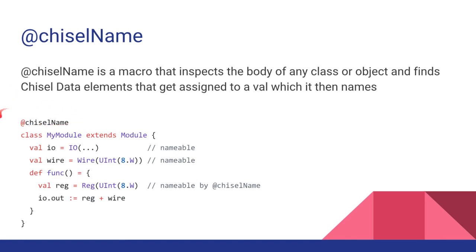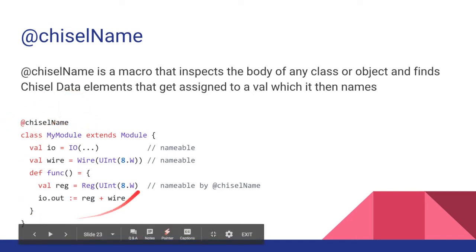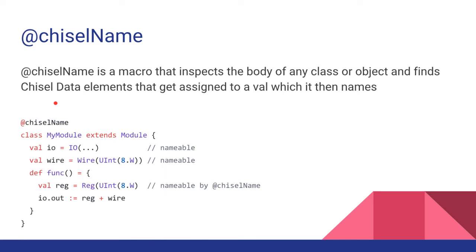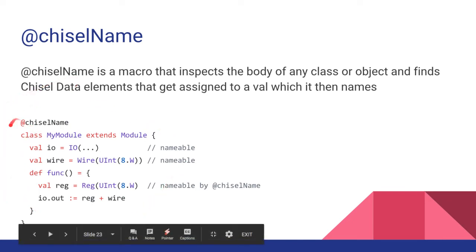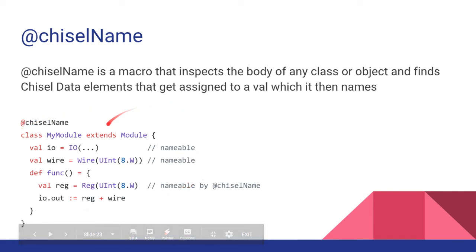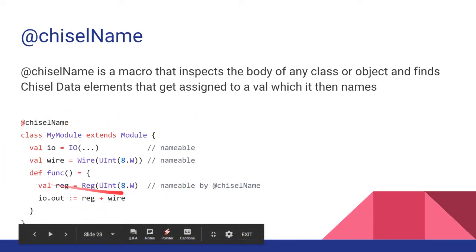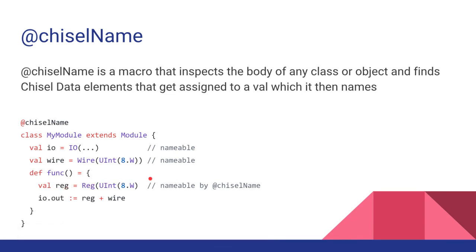This is called a macro annotation. By annotating this class with the macro annotation chiselName, there is some code in Chisel that will go in here, look at the Scala AST and rewrite it. By inspecting the Scala AST, as opposed to the runtime Java representation, the JVM representation, there's a lot of information lost once you've compiled to Java bytecode. But in Scala, we have the entire AST. And so this macro lets us look at this AST and say, I see you have a val that is a register, and you called it reg. I'm going to name this now.